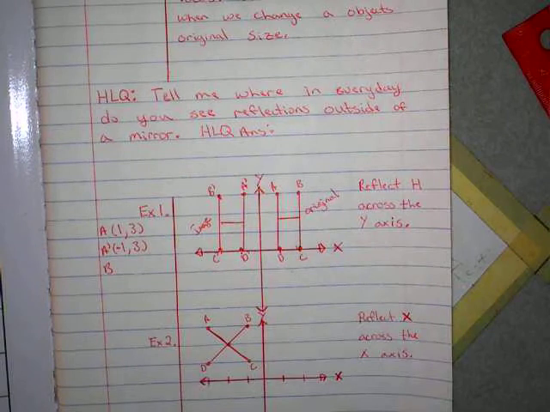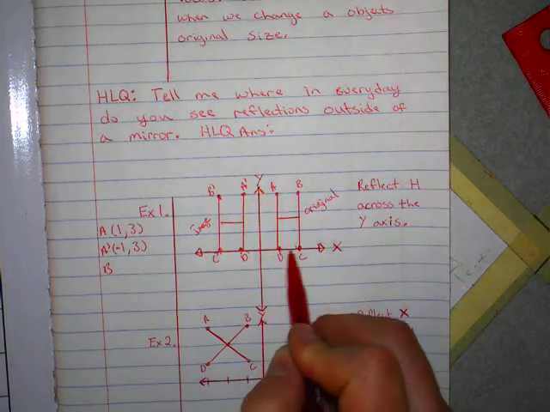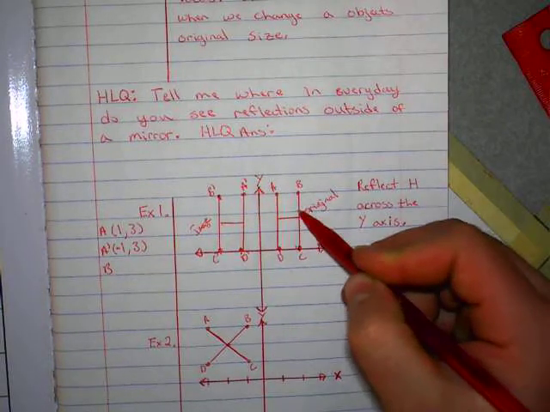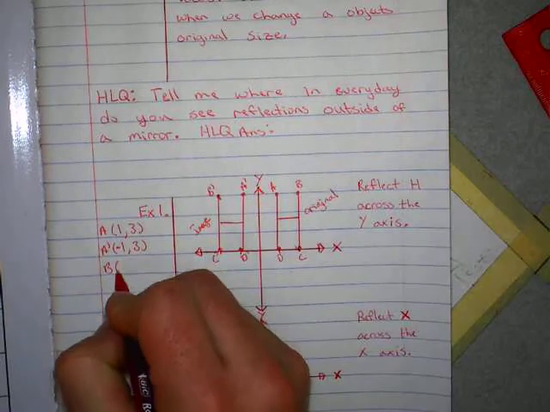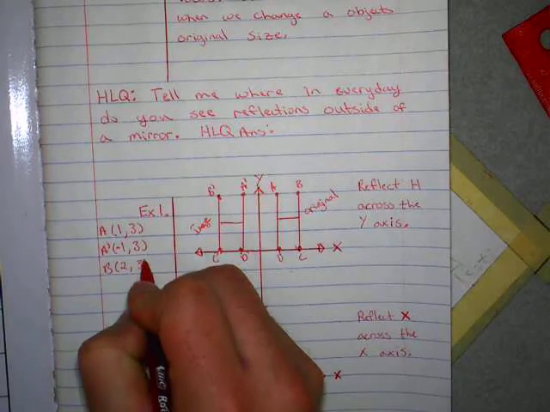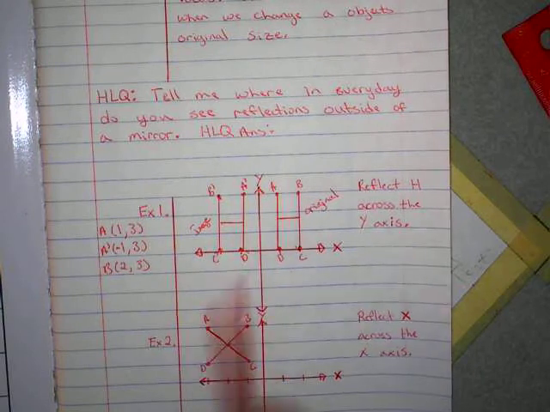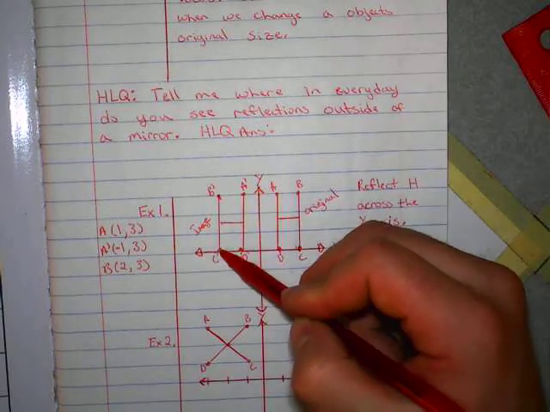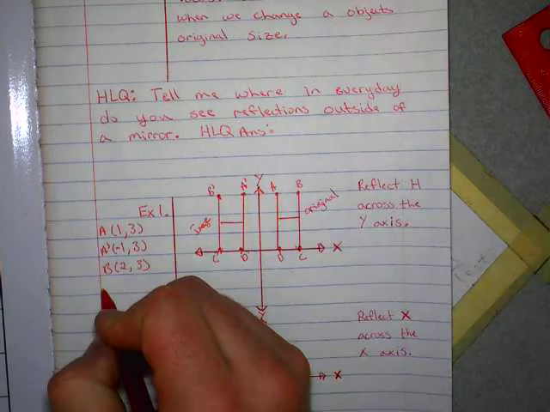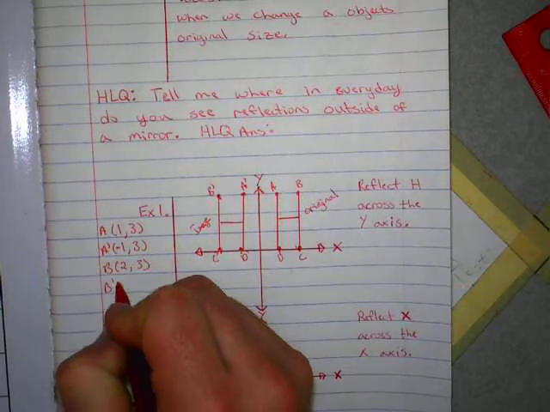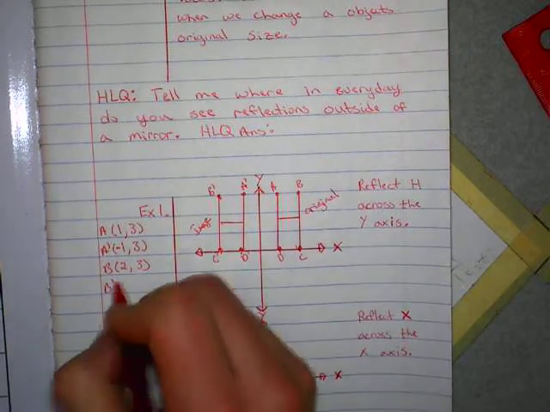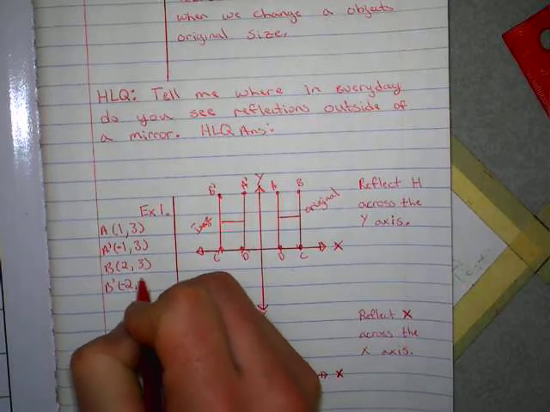So original B, I'm over 1, 2 spaces, and I'm up 1, 2, 3. So my coordinate would be 2, 3. B prime, I'm going to be over 1, 2 negative, and up 1, 2, 3. So my B prime location is actually negative 2, comma 3.